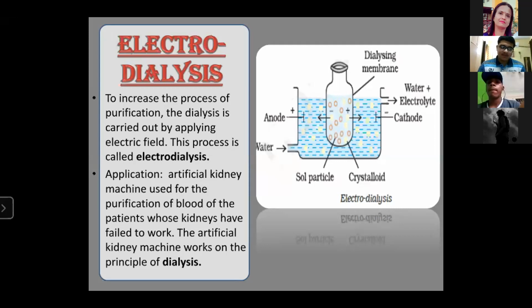So here, as we can see in the diagram, there is a tub-like container with a water inlet and a water and electrolyte outlet section, and two electrode bars, namely anode and cathode. And we also have a vessel in which both colloid particles and crystalloids are mixed, with a dialysing membrane. Next PPT, please.